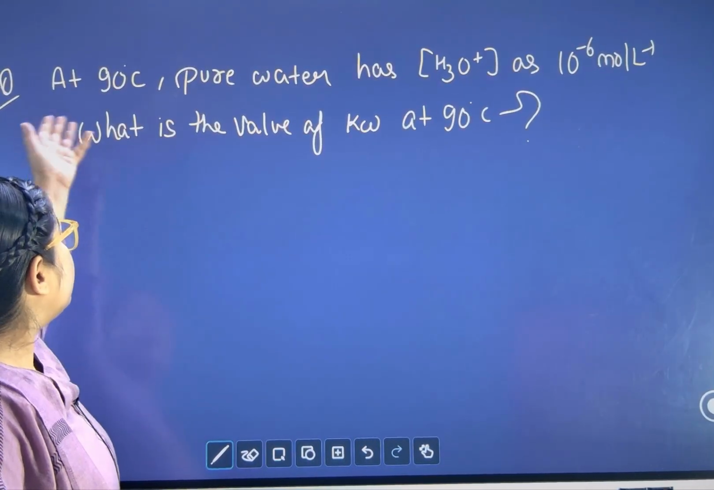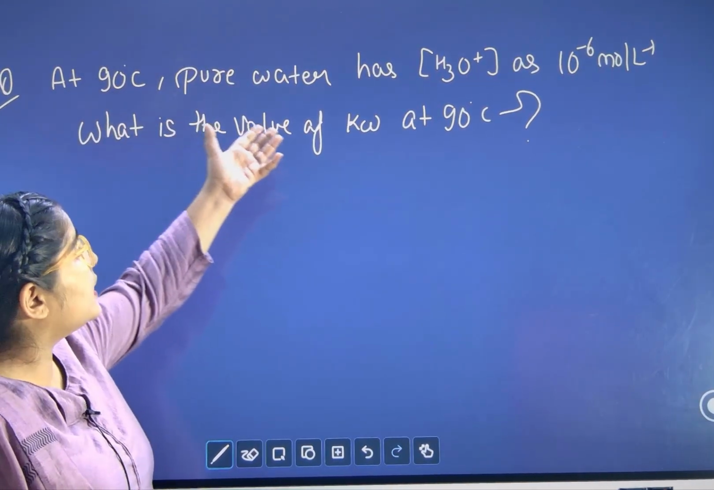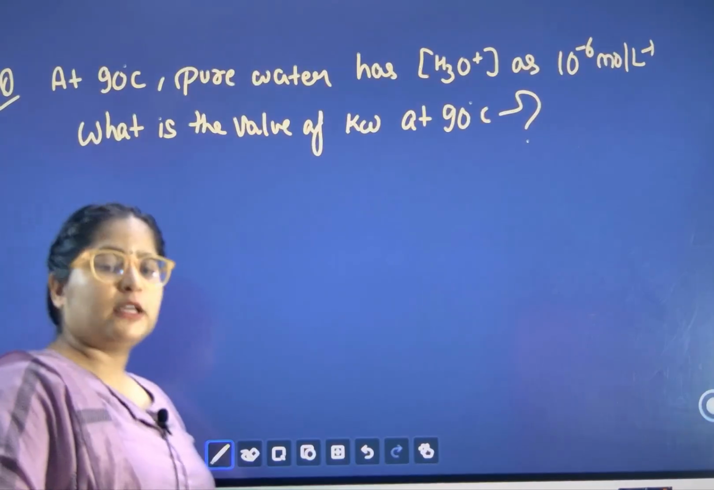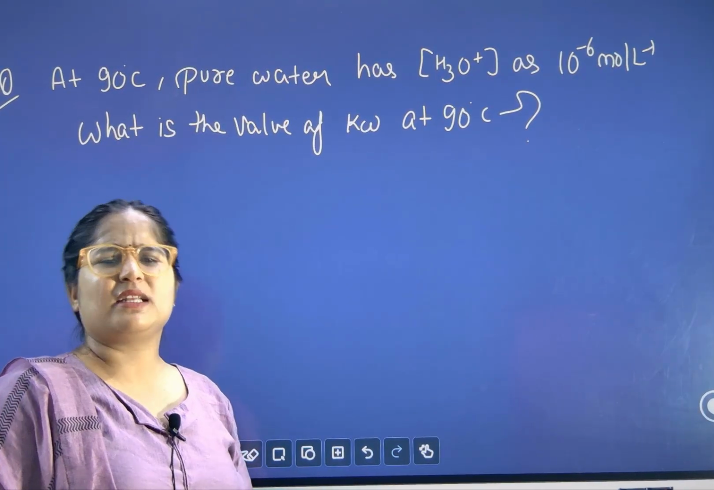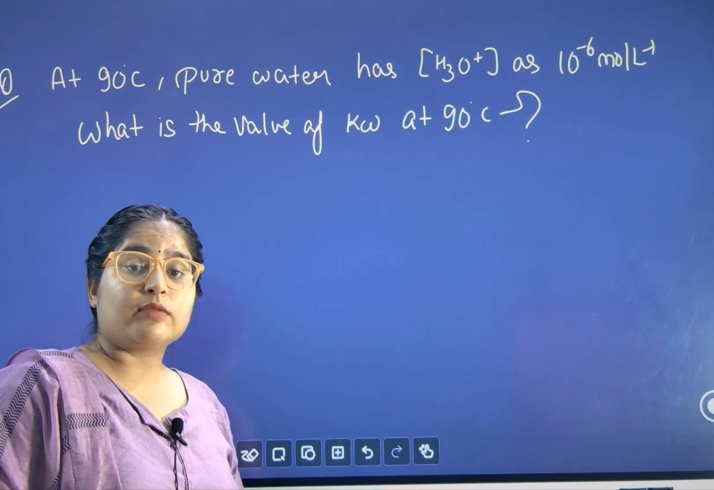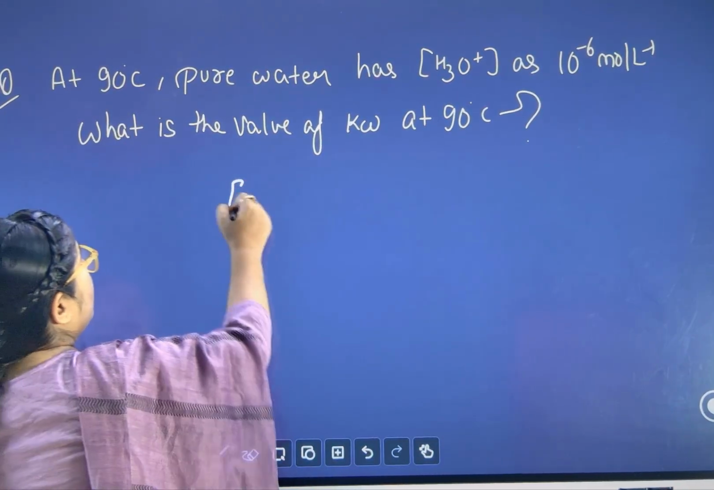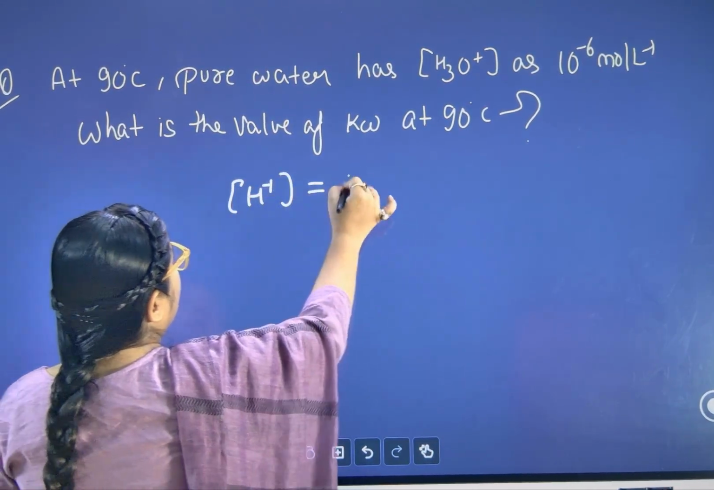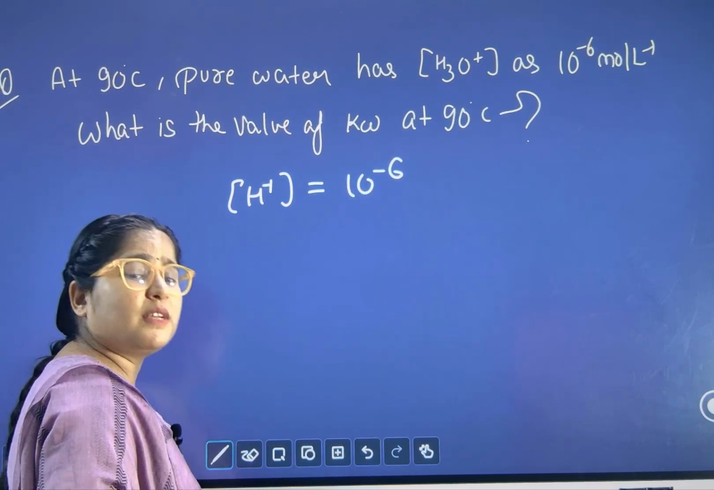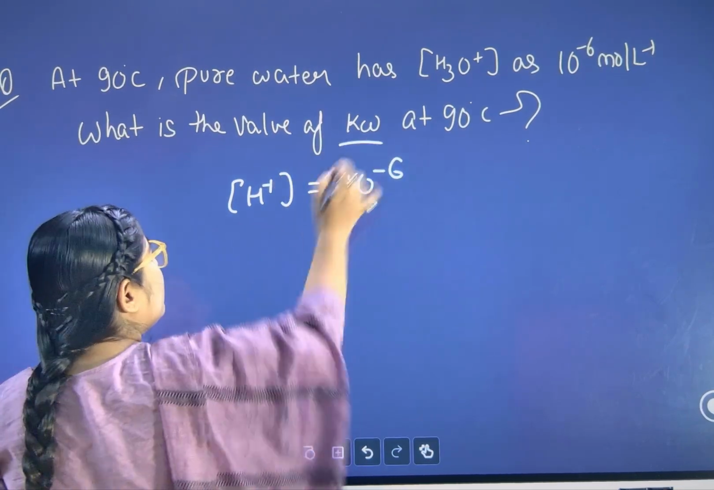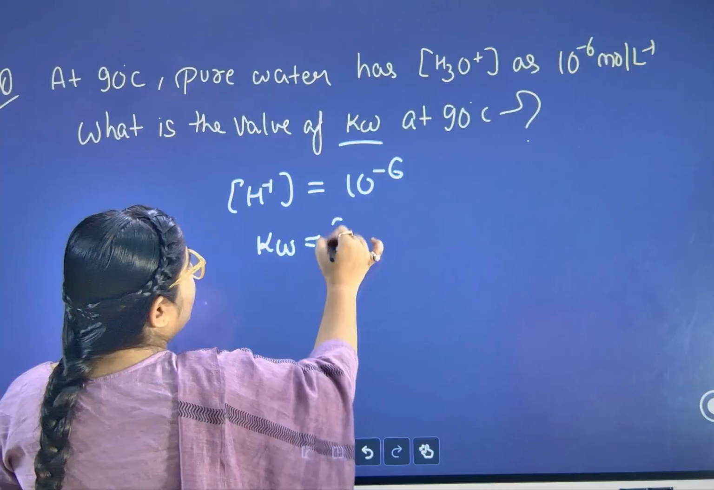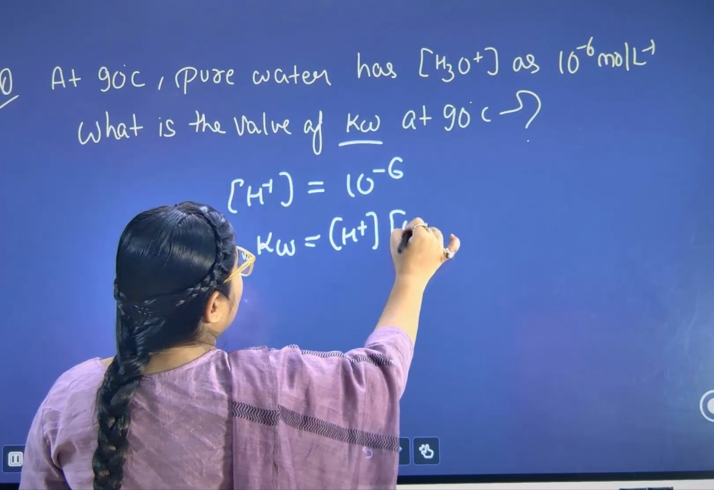What is the question? At 90 degrees centigrade, pure water has H3O plus as 10 to the power minus 6. H3O plus is nothing but H ion only. So what have they given in this question? H ion value is given, 10 to the power minus 6. So we will use the relation. Which relation will we use? H ion is given, asking Kw. Kw is equal to H plus into OH minus ion.